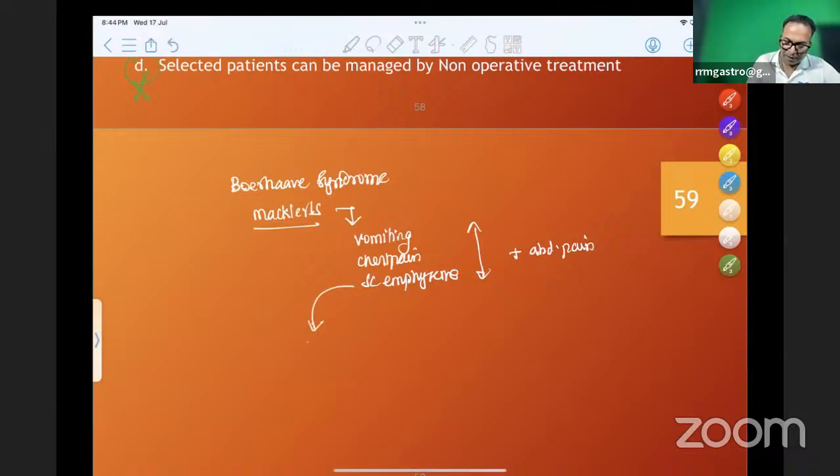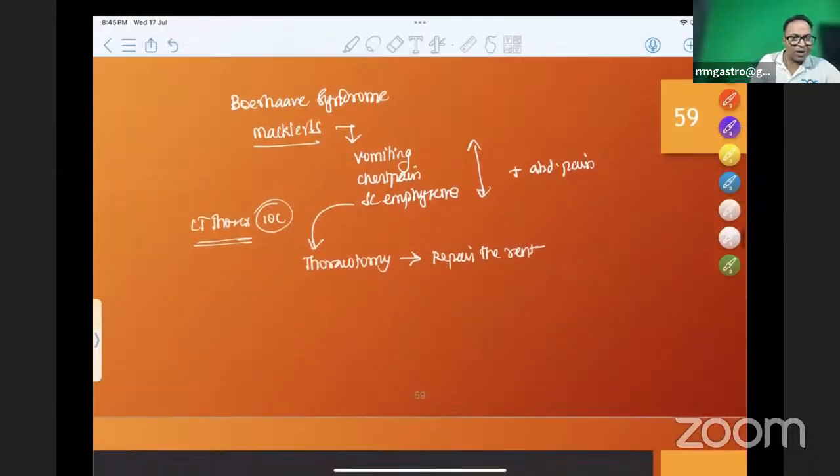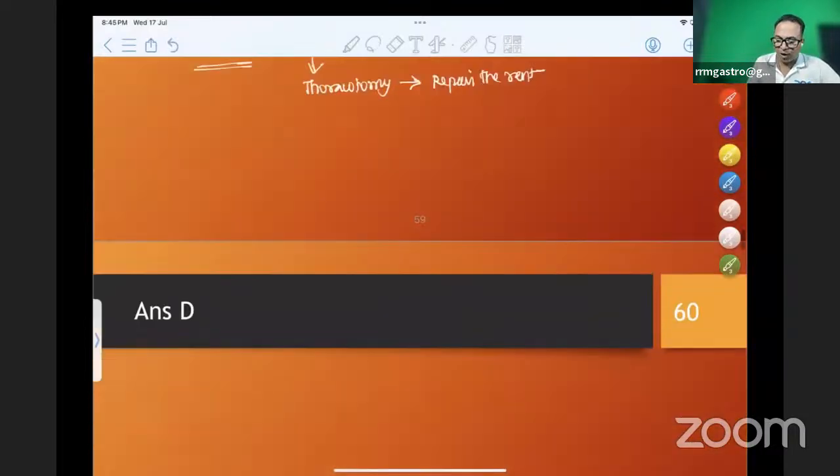Therefore, immediately admit the patient and you have to do a thoracotomy after taking a CT chest. So CT thorax is the investigation of choice. Take a CT thorax and if there is a perforation, take him for thoracotomy and repair the rent. So this is Boerhaave syndrome. Only surgery. There is no medical treatment for Boerhaave syndrome.